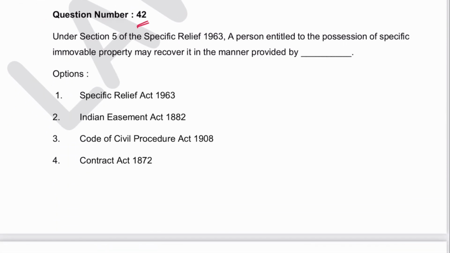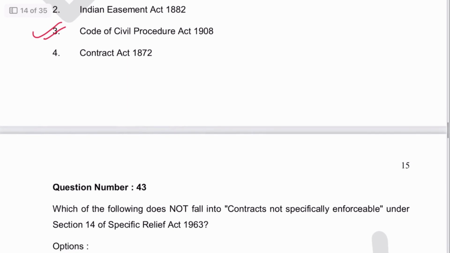Next is 42. Under section 5 of Specific Relief Act, a person entitled to possession of specific immovable property may recover it in a manner provided by CPC. Very common question, repeat question. So 3 is the answer. Section is already mentioned here.